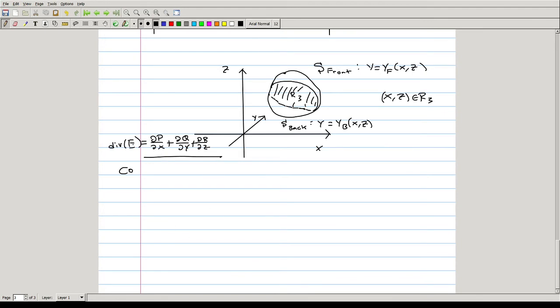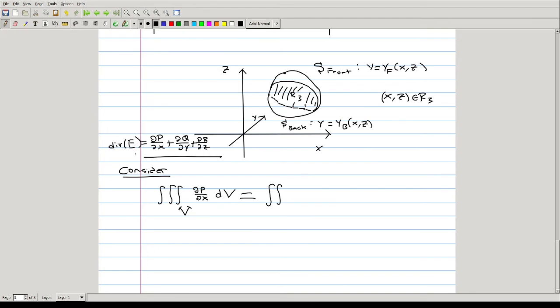And so the triple integral of this divergence is the triple integral of this plus the triple integral of this plus the triple integral of this. So we're going to consider the triple integral of just the first part of this divergence: the triple integral over V of dP/dx dV. And remember, we can evaluate this in any order that we want because it's a triple integral.